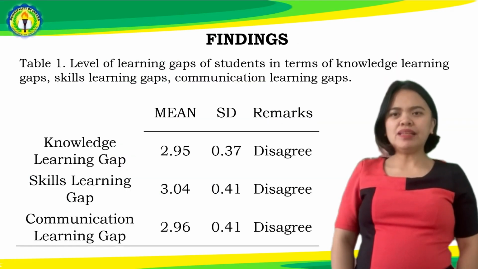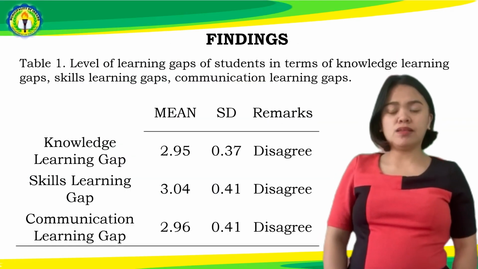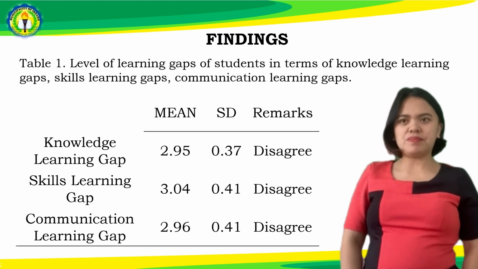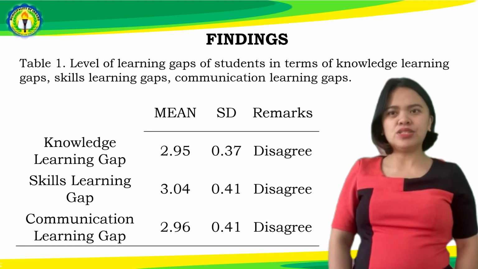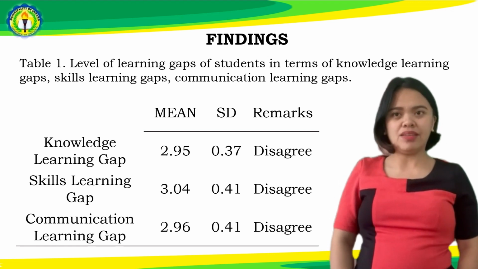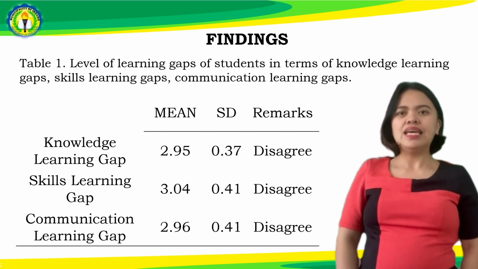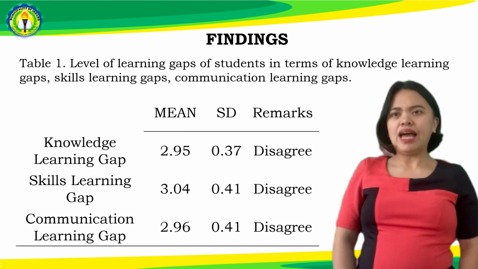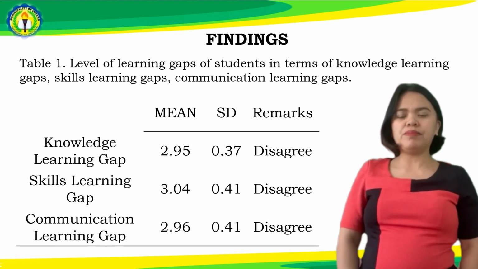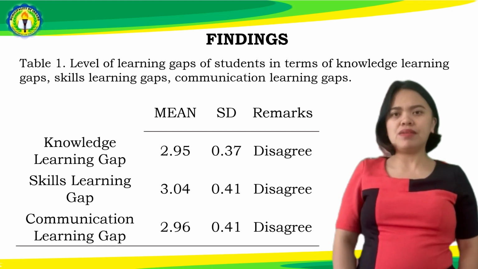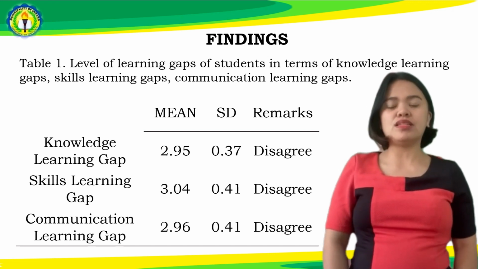Findings. Table 1, level of learning gaps of students in terms of knowledge learning gaps, skill learning gaps, communication learning gaps. This table shows that the knowledge learning gaps has a mean of 2.95, signifying disagree on the learning competency presented. Skills learning gap accumulated a mean of 3.04, indicating disagree on the learning competency needed, while the communication learning gaps has 2.96 mean, resulting to disagree on the needed learning competency of the learners.